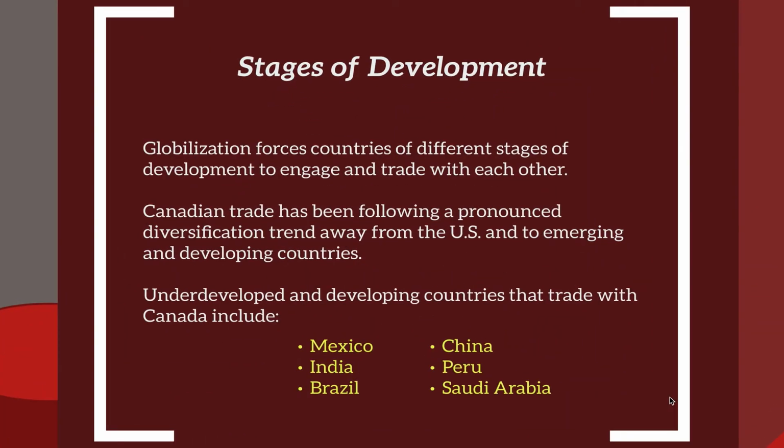So there's countries throughout the world, some are more developed than others. And Canada does trade a lot with developed countries like the United States and Europe, but it also has significant trade with developing countries. Mexico is part of the US-Canada-Mexico Free Trade Agreement. India, Brazil, China, Peru, and Saudi Arabia are other areas of focus.